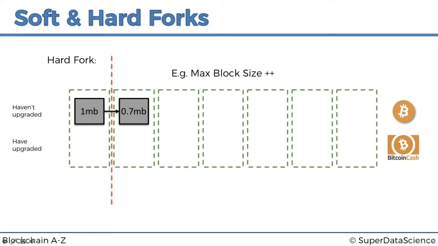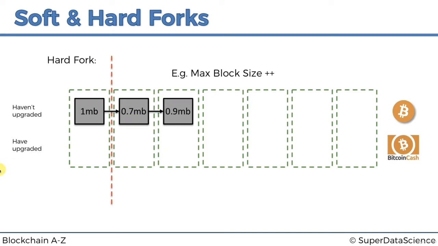Great. Then let's say the next block is also found by a miner in this group. Again, 0.9 megabytes. This block follows the rules of the Bitcoin network and the Bitcoin Cash network. It follows everybody's rules, so it's going to be accepted by everybody.